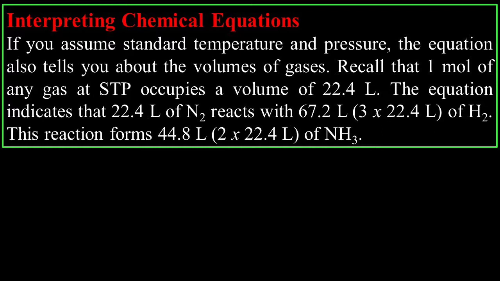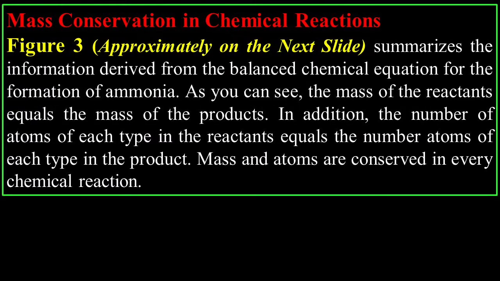If you assume standard temperature and pressure, the equation also tells you about the volumes of gas. Recall that 1 mole of any gas at STP occupies a volume of 22.4 liters. The equation indicates that 22.4 liters of nitrogen react with 67.2 liters of hydrogen. This reaction forms 44.8 liters of ammonia. Figure 3 summarizes the information derived from the balanced chemical equation for the formation of ammonia.